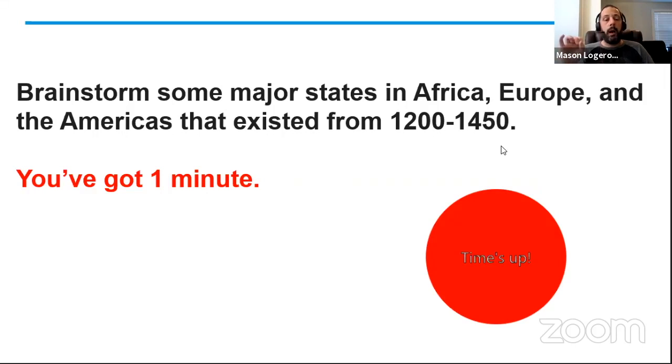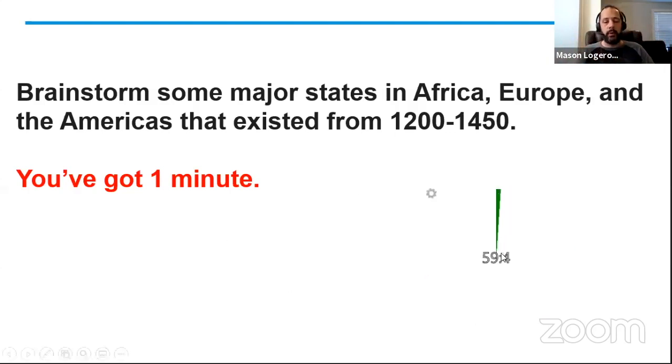But I want you to simply brainstorm all the different states that you can think of that were around in these three regions anywhere between 1200 to 1450. And I'm talking about anything, large empires, countries, kingdoms, even down to the smallest chiefdom that you can think of. So take about 1 minute, write down as many as you can. I'm going to try and reset this timer. There we go. So ready, go. And when the timer's up, I'm going to go to the next slide.